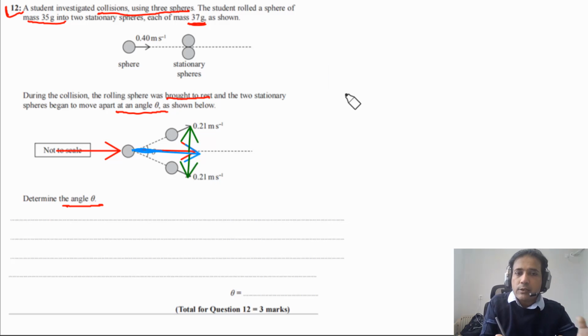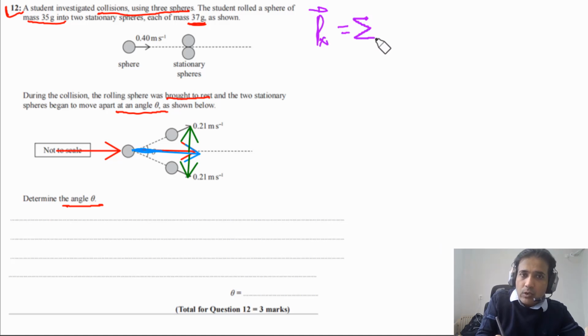And these two also have to be equal in magnitude. So this is the basic understanding of the problem. Now, how can we answer this question? To answer this question, simply we can use that momentum along x direction before collision has to be equal to the sum of momentums along x direction after collision. So we can simply use this principle to answer this question.